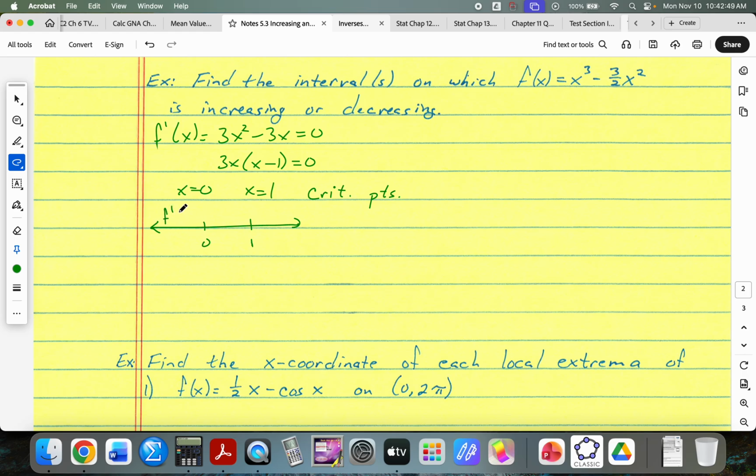So I get f prime is positive here, which tells me what about f? If f prime is positive, what do we know about f? Increasing. Yeah, f is increasing. If I pick a number between 0 and 1, let's pick 0.5. The 3x will be positive. The x minus 1 will be negative. So f prime will be less than 0, which means that f is doing what? Decreasing.